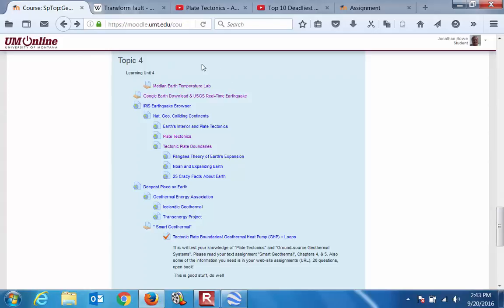And we're going to start looking at our median Earth temperature lab, what we're going to do. And then a couple different things. I want you to be ready to download your Google Earth and USGS real-time earthquakes and Iris earthquake browser. And then we're going to look at tectonic plate boundaries and a geothermal heat pump.